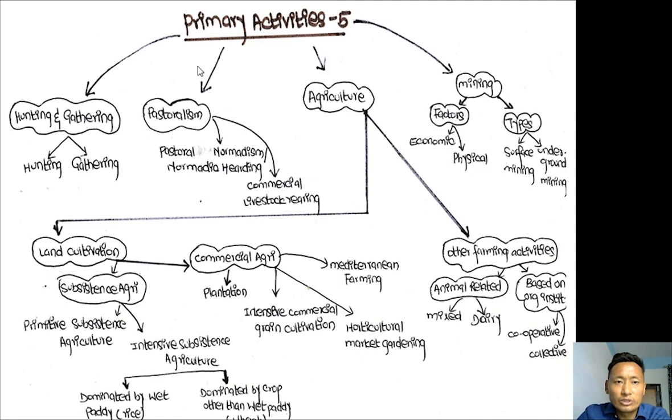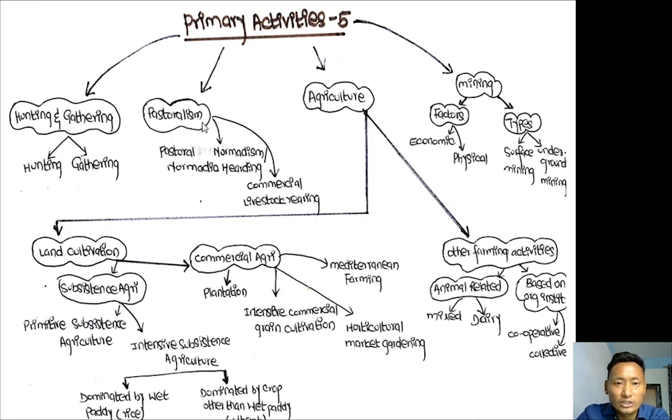In this chapter we have 4 main topics: hunting and gathering, pastoralism, agriculture and mining. So these are the 4 main topics. Under these 4 main topics we have subtopics. First primary type of activity is hunting and gathering. Under hunting and gathering, we are going to learn two parts.